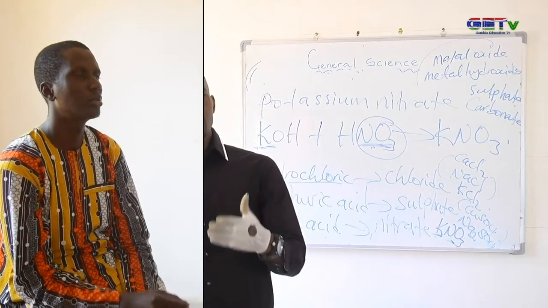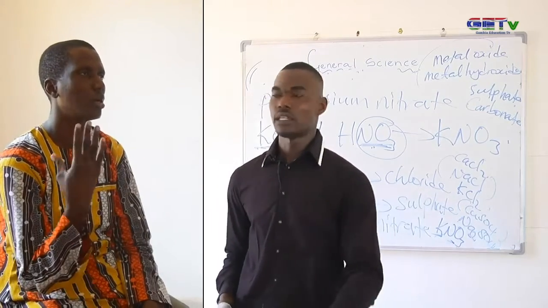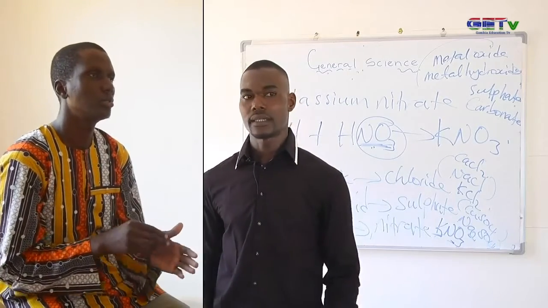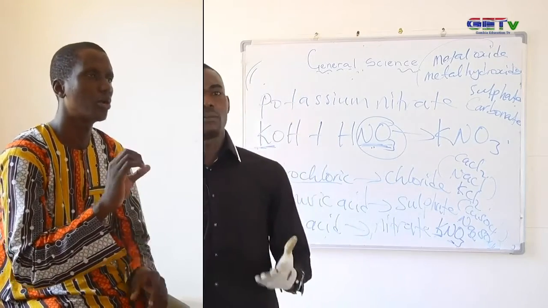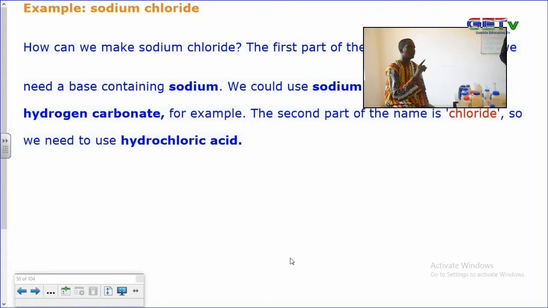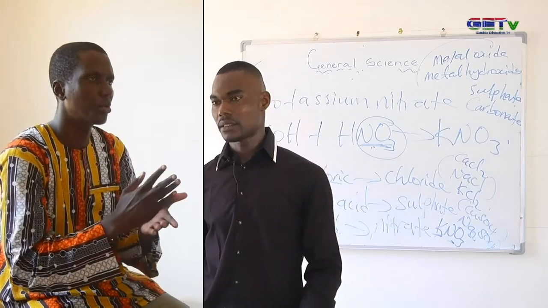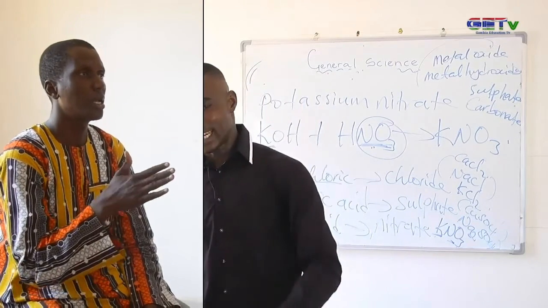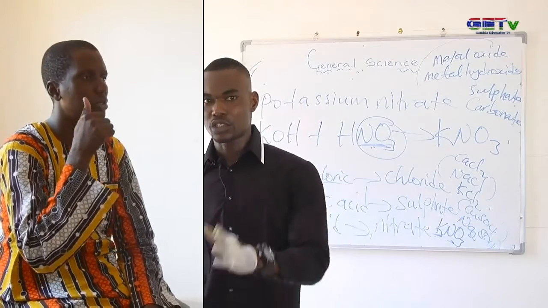The first part of the name is sodium, so we need a base containing sodium. We could use sodium hydroxide or sodium hydrogen carbonate. For example, the second part of the name is chloride, so we need to use hydrochloric acid. So there's the equation for that also. Sodium hydroxide plus hydrochloric acid gives you sodium chloride as a salt and water.